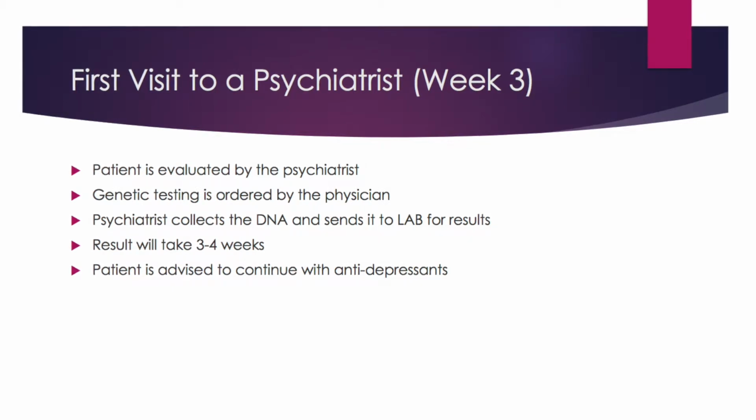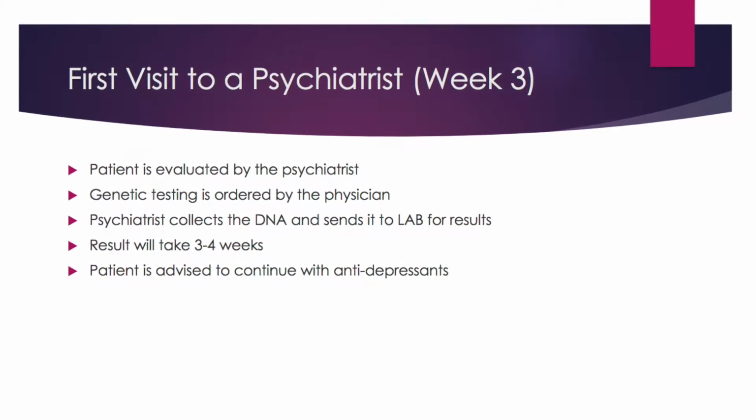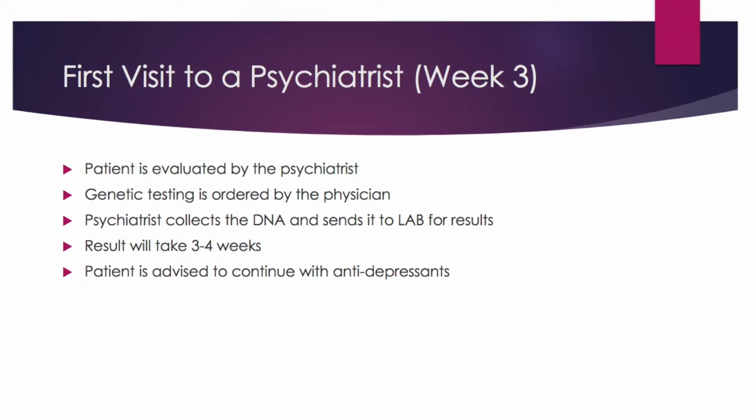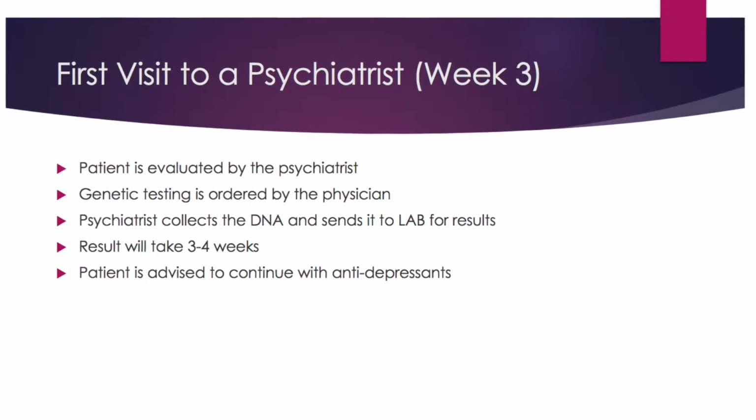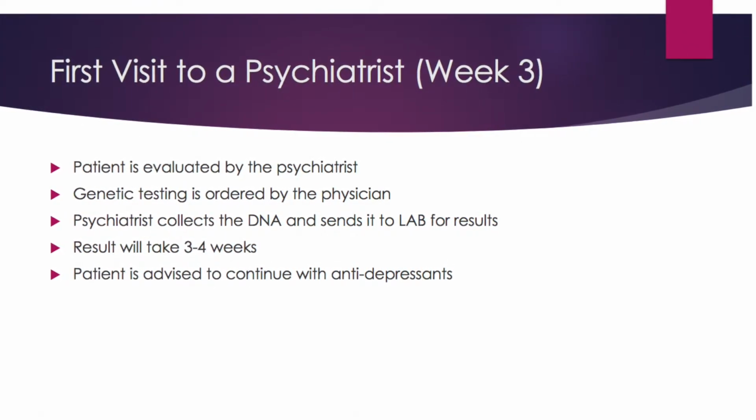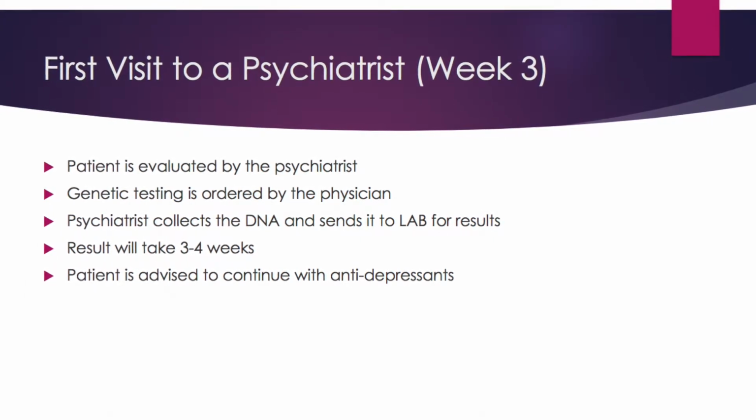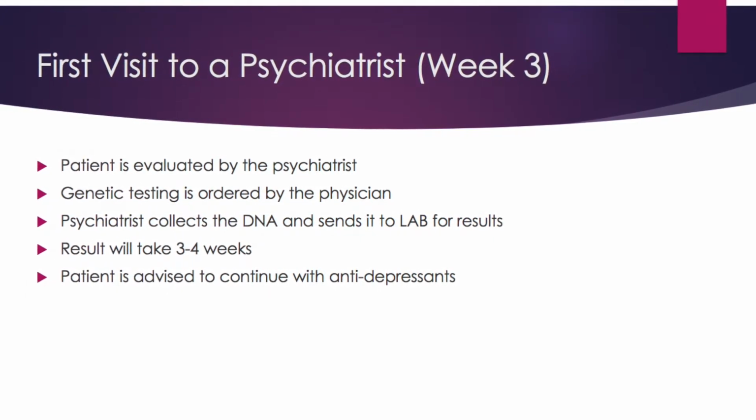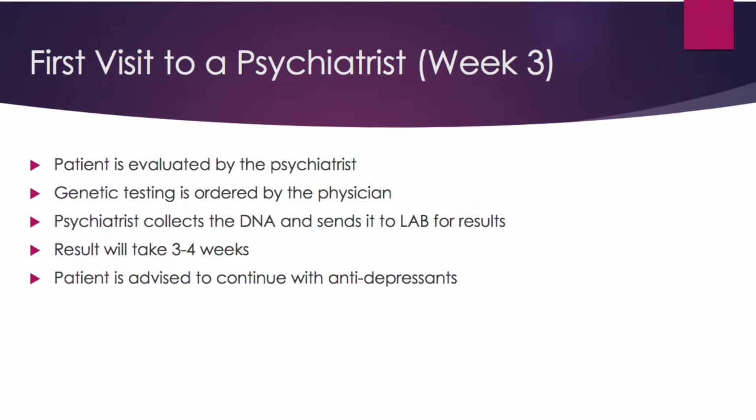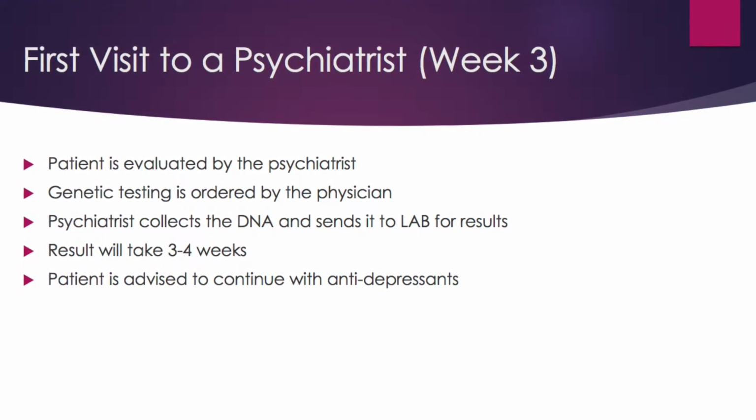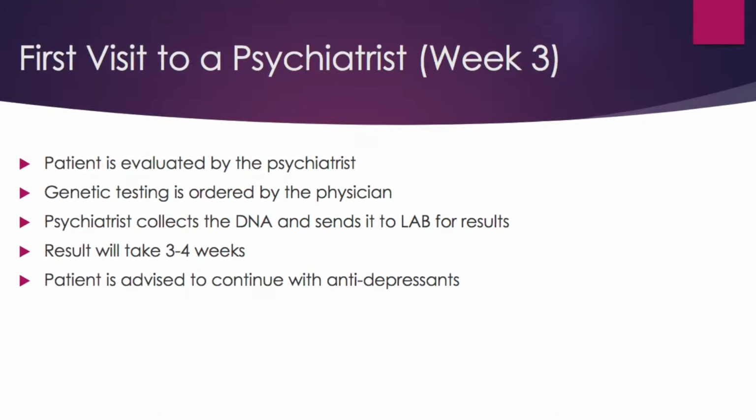During the first visit to a psychiatrist, the patient is evaluated. Genetic testing is ordered. The psychiatrist collects the DNA and sends it to the lab for results. The result for the testing will take 3 to 4 weeks, and the patient is advised to continue with the antidepressants in the meantime.